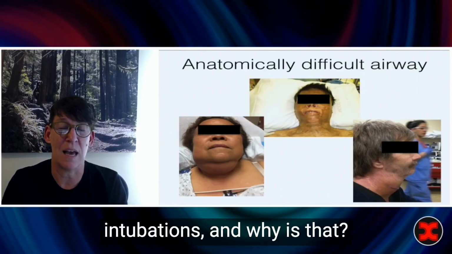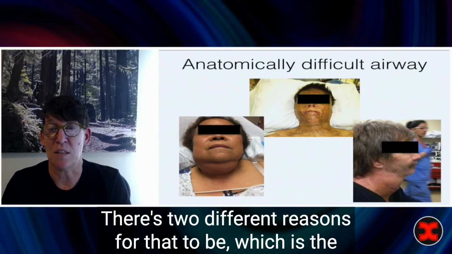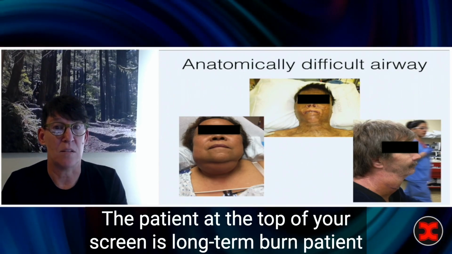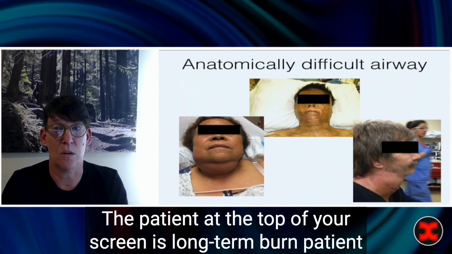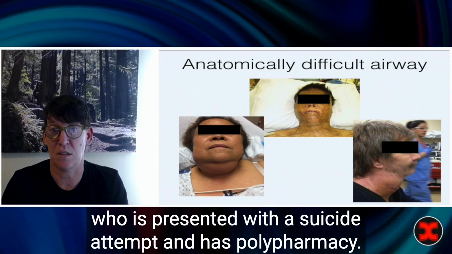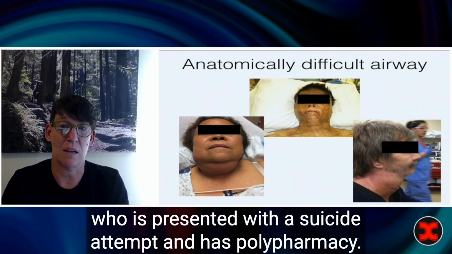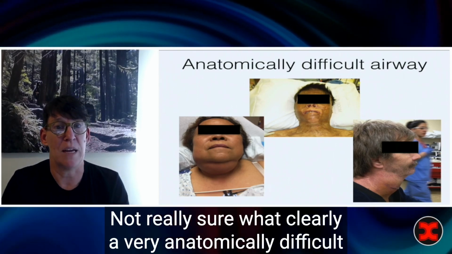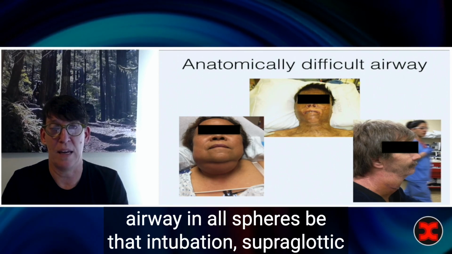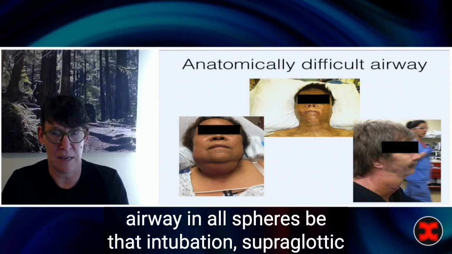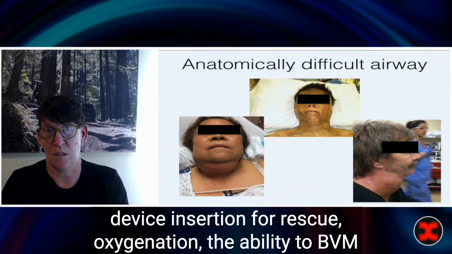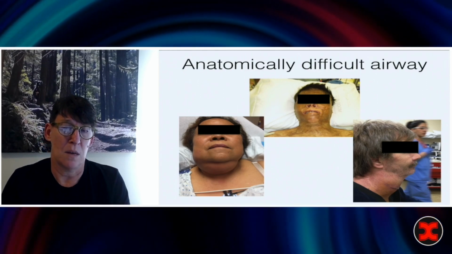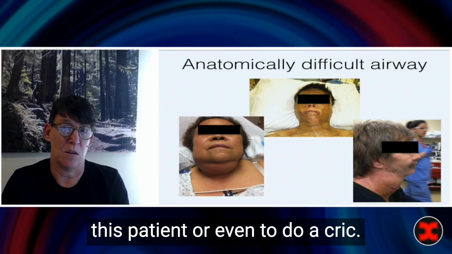And why is that? There are two different reasons, the first being the anatomically difficult airway. The patient at the top of your screen is a long-term burn patient who presented with a suicide attempt and has polypharmacy, not really sure what. Clearly a very anatomically difficult airway in all spheres, be that intubation, supraglottic device insertion for rescue oxygenation, the ability to BVM this patient, or even to do a crike.